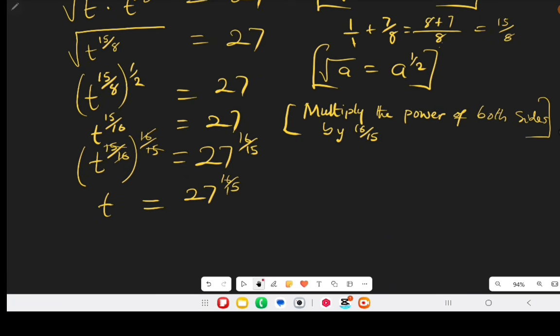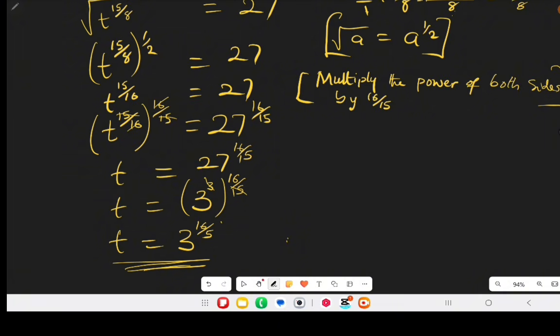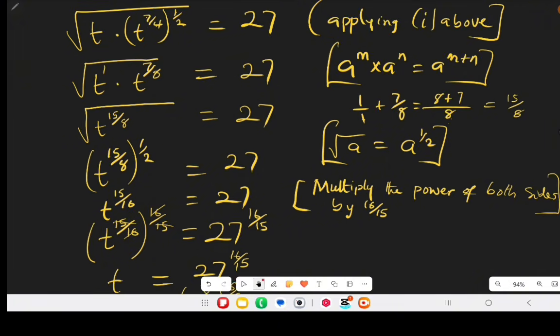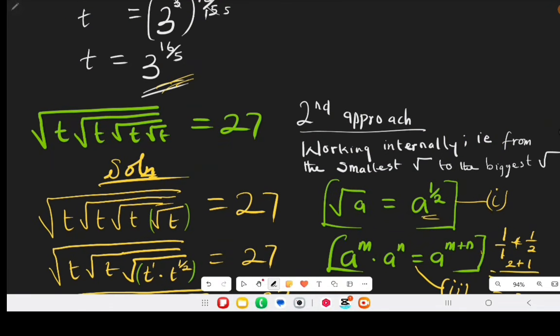Then we can express 27 in base 3. 27 in base 3 is the same thing as 3 raised to the power of 3, meaning 3 times 3 times 3 gives you 27, all raised to the power of 16 all over 15. 3 can cancel 15, left with 5. Then we have the final answer to be 3 raised to the power of 16 all over 5. Now this is the value of t. As we solve internally, we have the same answer as when we solve externally.